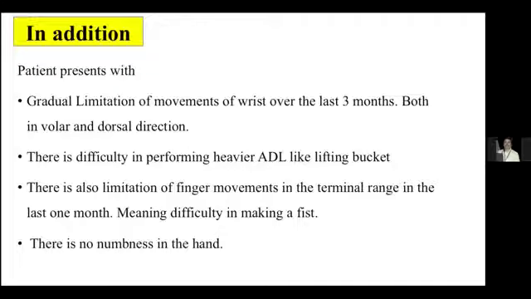So this additional history was not a part of the presenting complaint, but when we interact with the patient, we get out certain more features, which tell you about what functional disability the patient has had and what additional problems this swelling is creating.